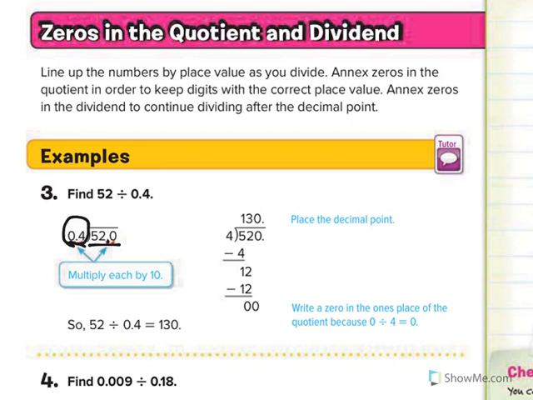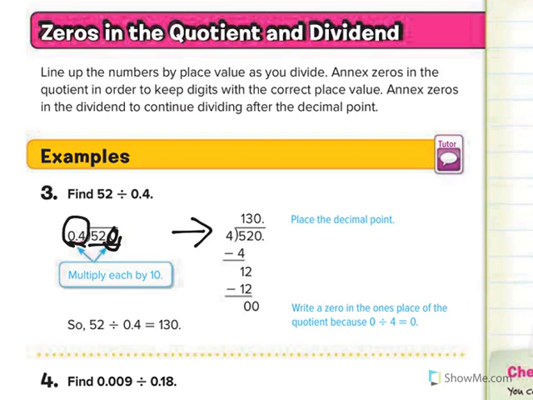So you know that I have to move it one place to the right, which means I'll need to annex a 0 and move around that. So now the new problem is 520 divided by 4, which you can see here. And they've gone through and done this division. So 4 goes into 5 one time. 1 times 4 is 4.